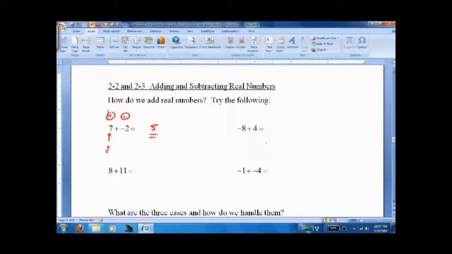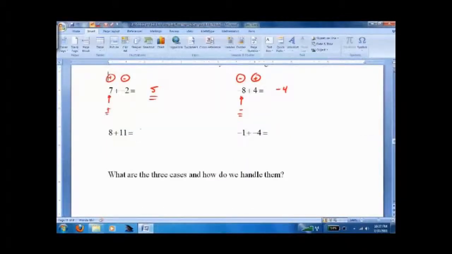Negative 8 plus 4, same thing. One's negative, one's positive. Going to subtract them. 8 minus 4 is 4. I'm going to keep the sign of the negative because it's bigger. If they're both positive, we just simply add them. Nothing's changed on that. And if one's negative and the other's negative, we add them and we make them negative.